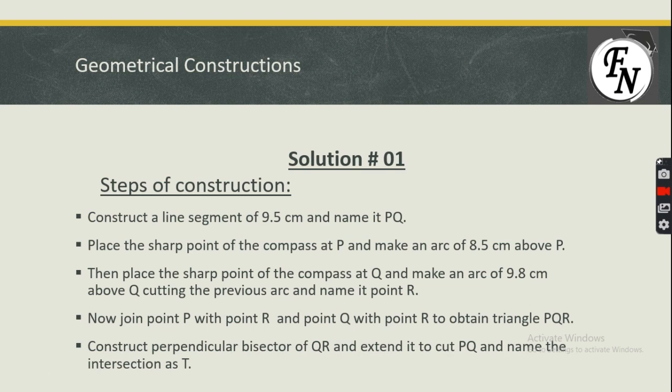and we will be measuring the first part. After that, in the second part we need to construct the perpendicular bisector, so we will construct a perpendicular bisector of QR, and then we will extend that line to cut PQ, and we will name the intersection as T. So let's look at how to do that on a piece of paper.